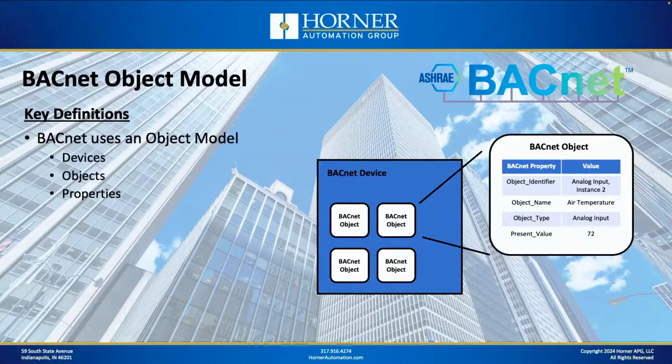And let's start with some key definitions. So let's start with what is a BACnet device, what are BACnet objects, and what are BACnet properties. Well, the BACnet device is represented by that bluish purple box you see on the screen there. A BACnet device consists of multiple BACnet objects, and those BACnet objects contain BACnet properties. So a BACnet device is a collection of BACnet objects, and a BACnet object has a series of parameters or properties that it supports.